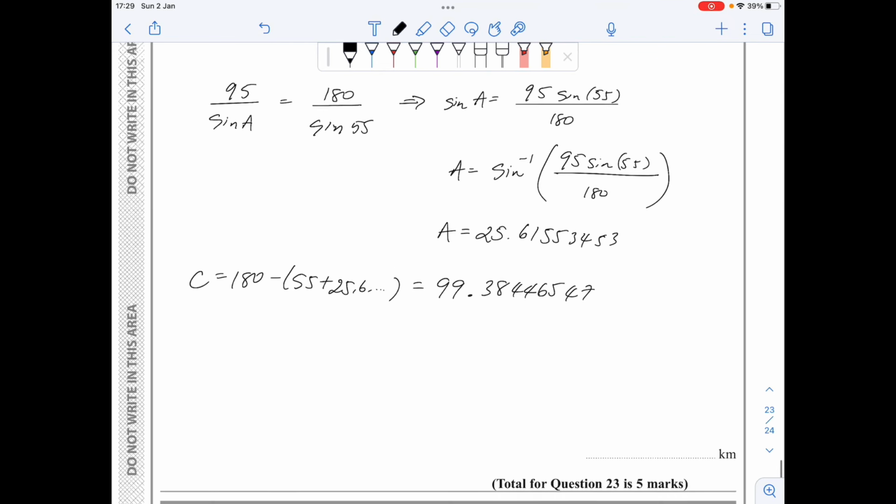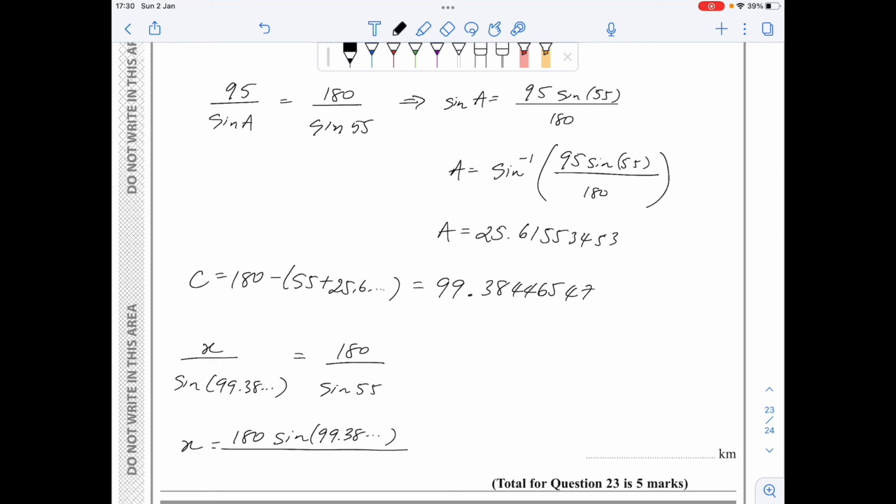And then using the sine rule again, x over sine of this angle is equal to 180 over sine of 55. So x is equal to 180 times sine of 99.38 and so on over sine of 55, and this one will give me 217 kilometers to the nearest kilometer.